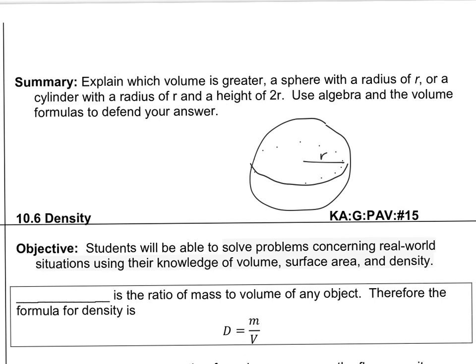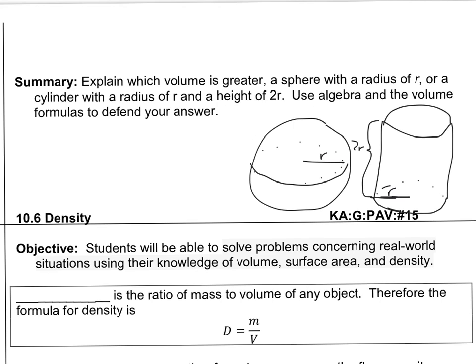With a radius of r. Or you have a cylinder that also has a radius of r, but the height here would be 2r. So which one would have the greater volume? Let me draw that radius a little bit better. Which one of these would have the greater volume?